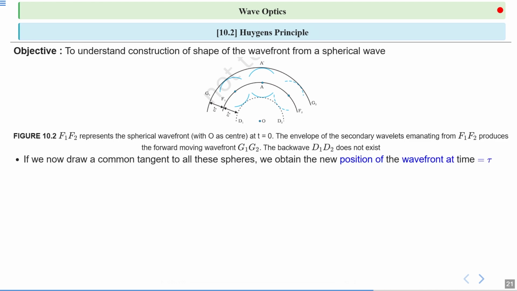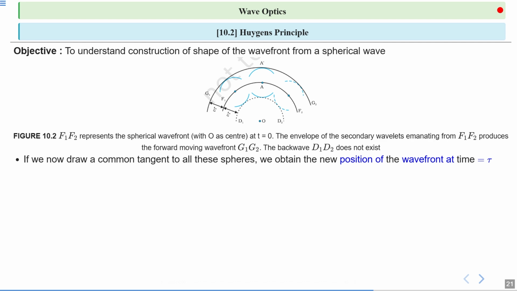So as we move forward, let's consider what happens over time if we draw a common tangent to all the spheres. We have drawn the spheres at each point on the F1, F2 primary wavefront, spheres of radius v tau. Now, let's consider what happens over time if we draw the common tangent to all these spheres. As drawn, we can determine the new position of the wavefront at a later time, denoted as tau.